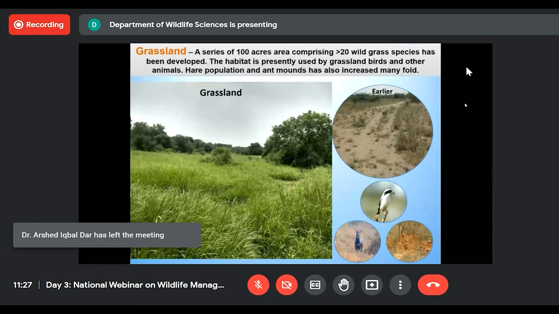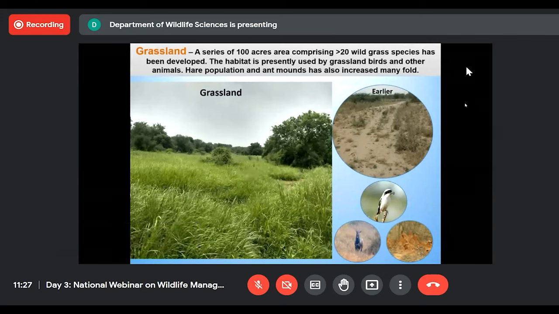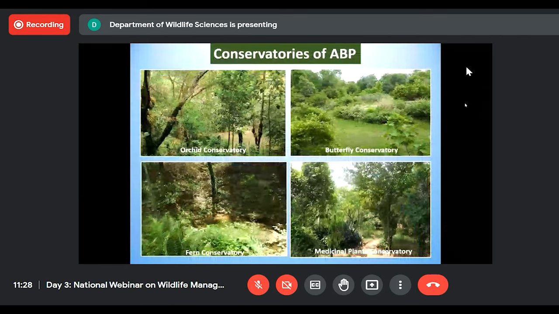So a mosaic of 100 acres, comprising more than 220 wildlife grass species, has been developed as a grassland. The habitat is presently used by grassland birds and other animals, and the hare population and ant mounds have increased many folds. This is the establishment of the cascade of the trophic structure at all levels, either predator or prey base. The vegetation is a prey base or predator. This is the cascade ecosystem and cascade trophic structure you develop, and that you conserve and manage your wildlife. Next, please.